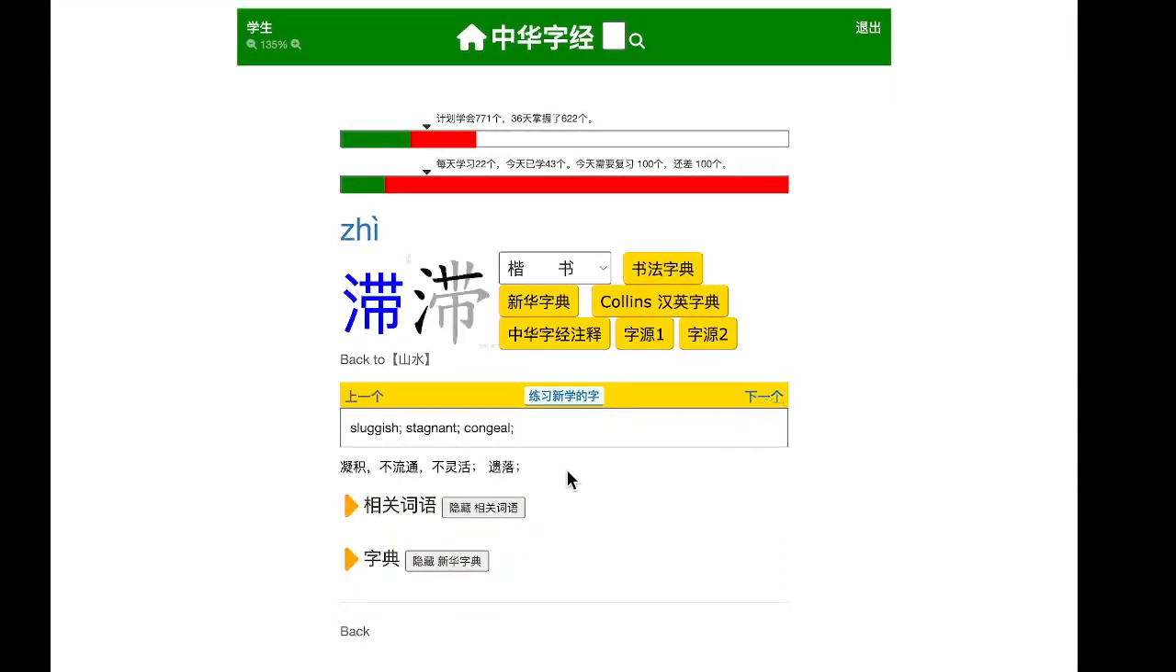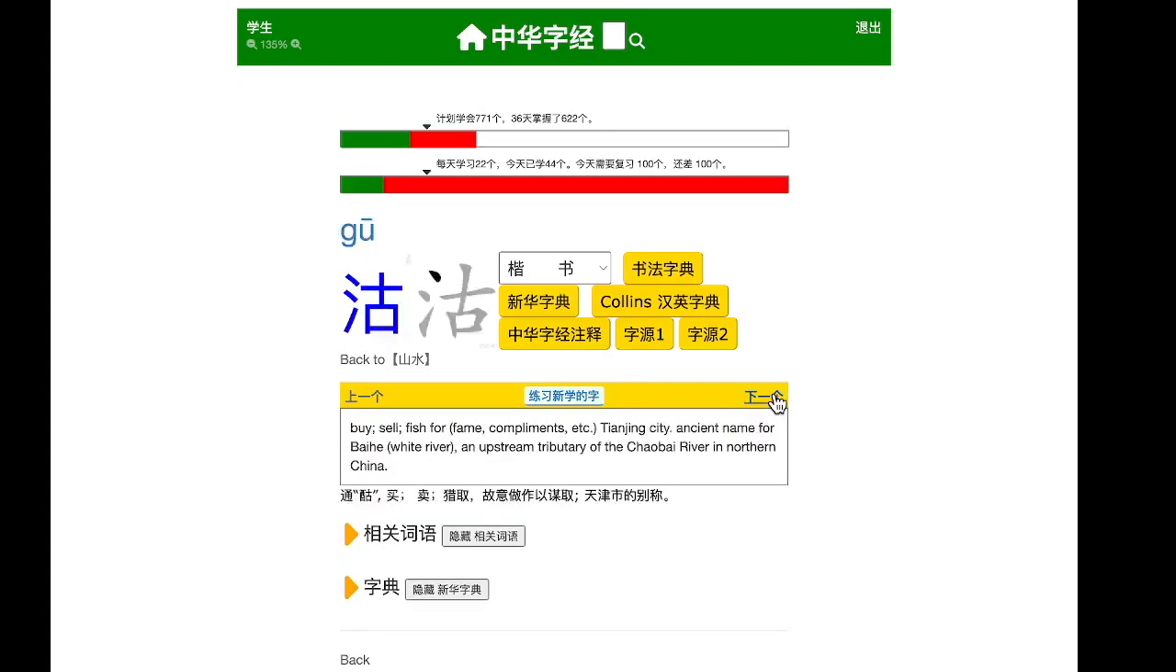Zhi means sluggish, stagnant. It can also mean congeal. So we're talking about not moving or moving really slowly.